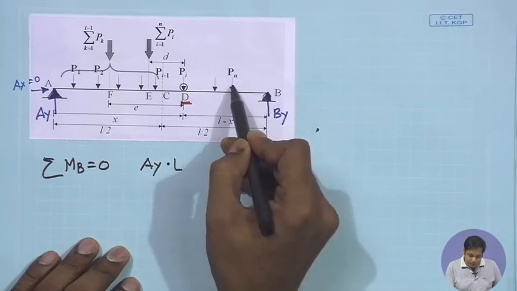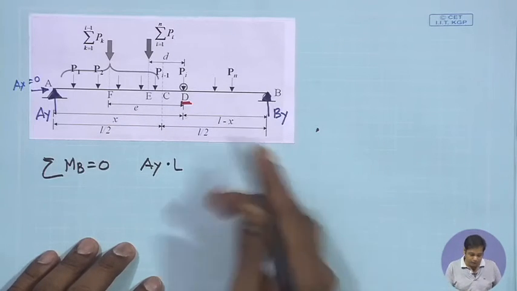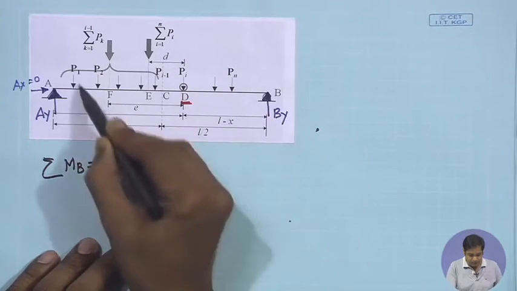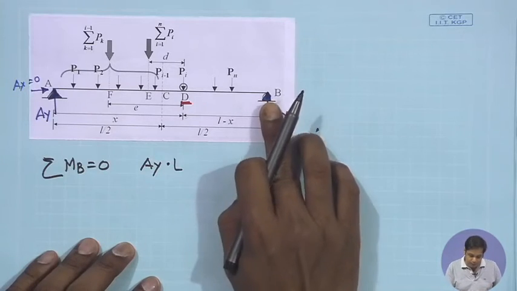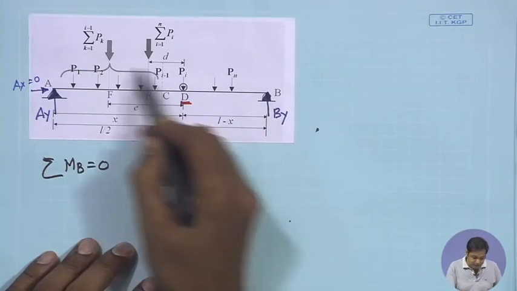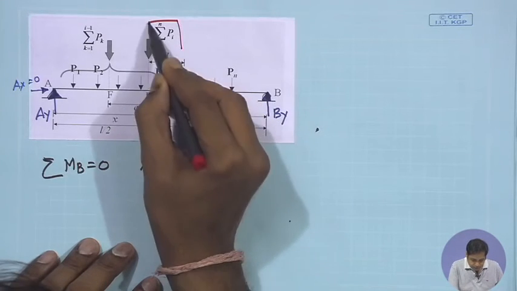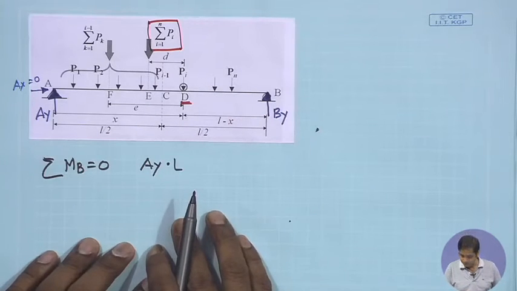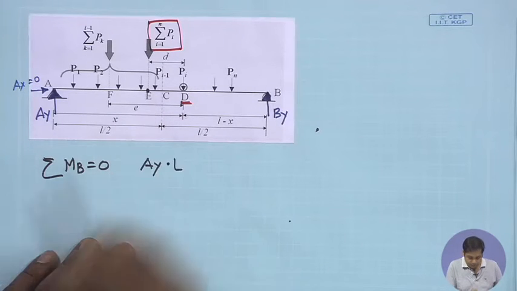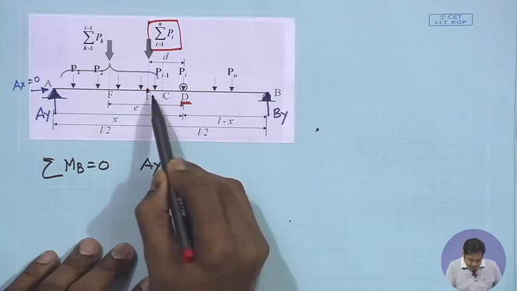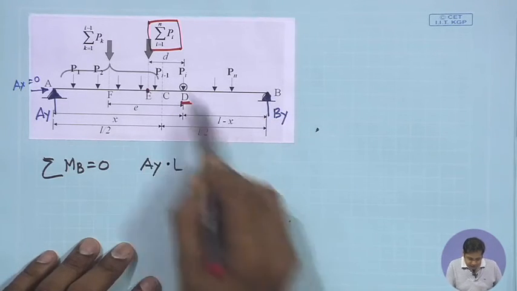Now, taking moment of individual forces is the same as taking moment of their resultant. So, instead of taking moment of the individual forces, we take the moment of their resultant. What is the resultant of all the forces? This is the resultant of all the forces. At what point does it act? It acts at point E. And what is the distance of E from B? This distance is L minus x, and then this distance is D. So, this is L minus x plus D.